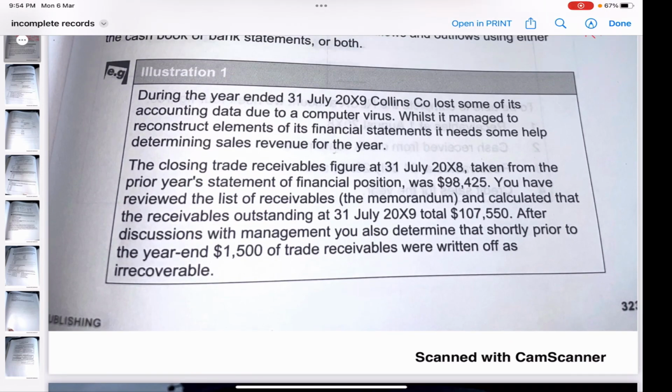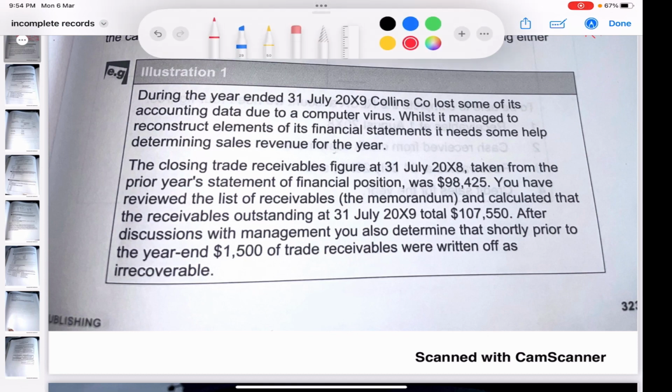Let's read the illustration now. During the year ended 31st July 2019, Collins Company lost some of its accounting data due to a computer virus. While it has managed to reconstruct elements of the financial statements, it needs some help determining the sales revenue for the year. So, just read this.